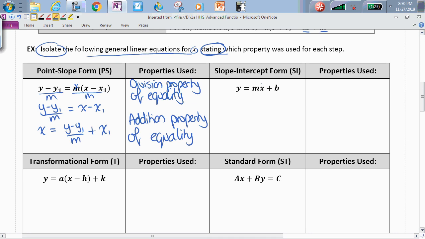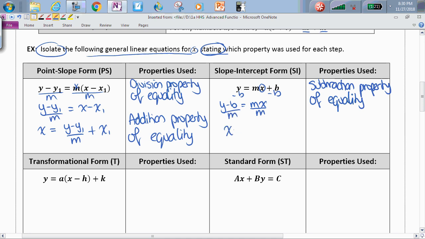This is slope-intercept form. We're going to isolate for x. So first thing we want to do is move this b to the other side. So we'll have y minus b equals mx. That's the subtraction property of equality. And then we want to get x on its own, and the m is multiplying it, so we're going to divide both sides, therefore x equals y minus b over m. And that's the division property of equality. And the spelling is just up here.